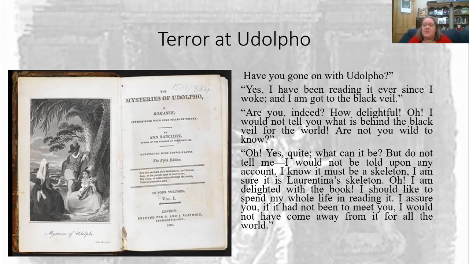So we're presented with a mystery. Emily is wandering around the castle of Udolpho. There's some mystery about the fate of the former owner of the castle, Laurentini. And she's learned that there's something behind the Black Veil. So she goes, she pulls it back, and we're told that she fainted. It was so horrifying. But then we're not told what it is until right at the end of the novel.